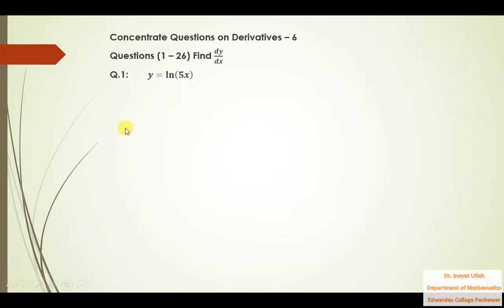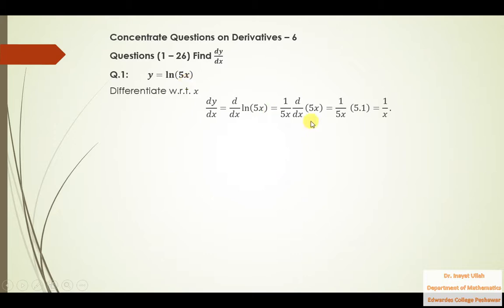Question number 1 is y is equal to natural log of 5x. So you see that is natural log of u. We need to find the derivative of this function with respect to x, so differentiate with respect to x. Applying d/dx on both sides, dy/dx is equal to derivative of log of 5x.